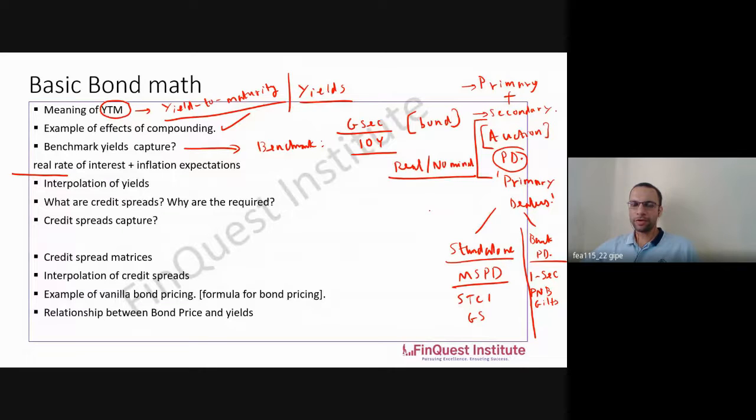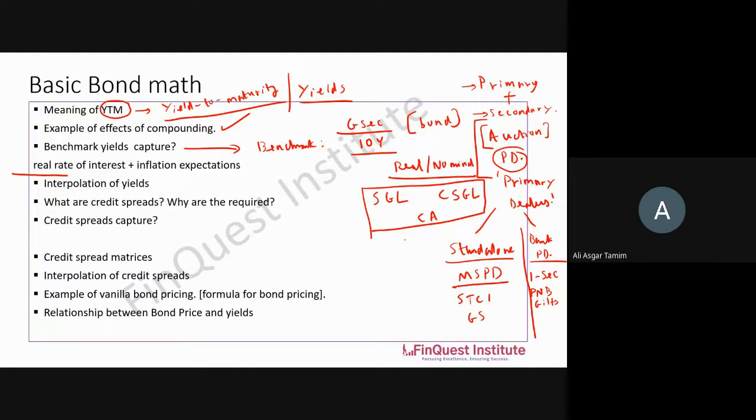Now, were you introduced to the idea of SGL accounts and CSGL accounts? Subsidiary general ledger and consolidated subsidiary general ledger, and current accounts. Were these terminologies introduced as a part of your capital markets class? No, sir. I don't think so.